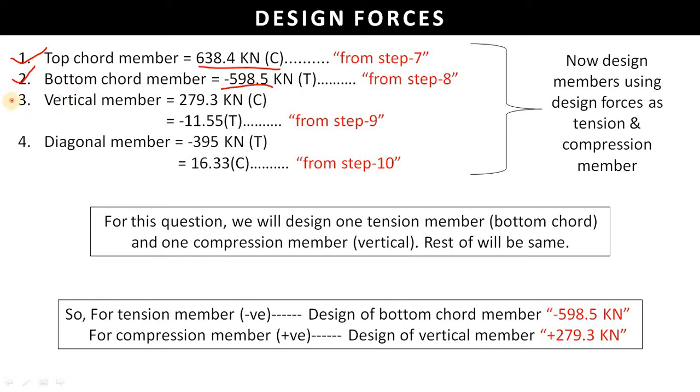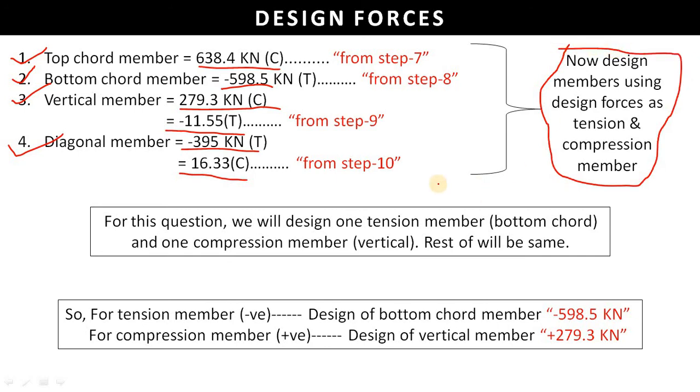In the vertical member, we have got two forces, one compressive force and one tension force. The maximum compressive force is 279.3 kilonewton and the maximum tension force is minus 11.55 kilonewton. Coming on to the diagonal member, the maximum tension force is negative 395 kilonewton and the maximum positive compression force is 16.33. So these forces will be used for the design of the particular compression or tension member.